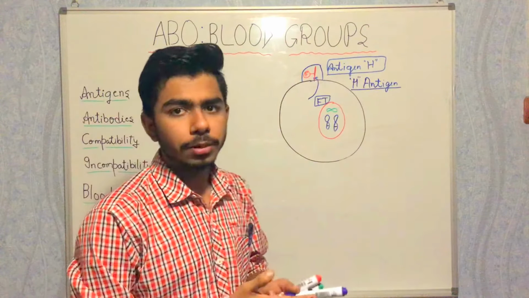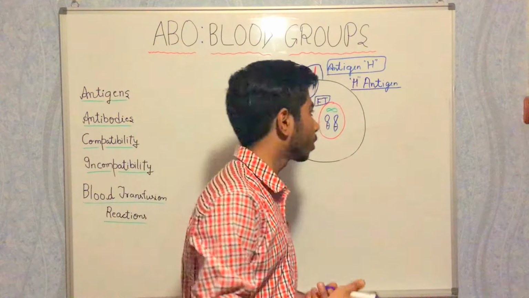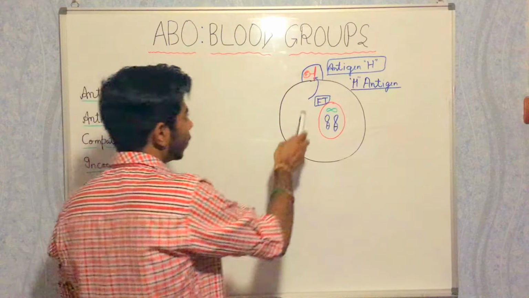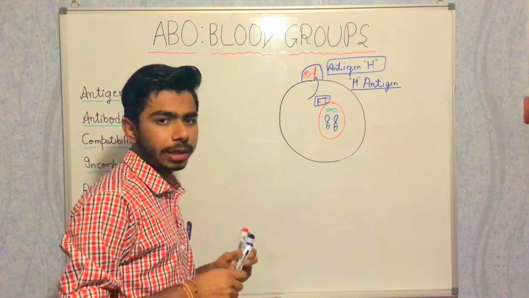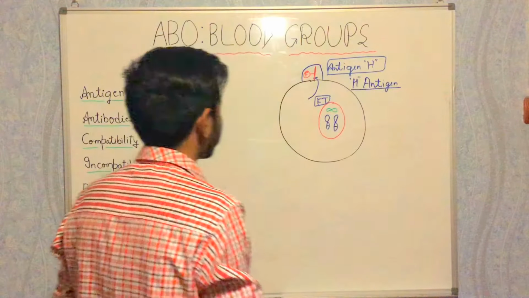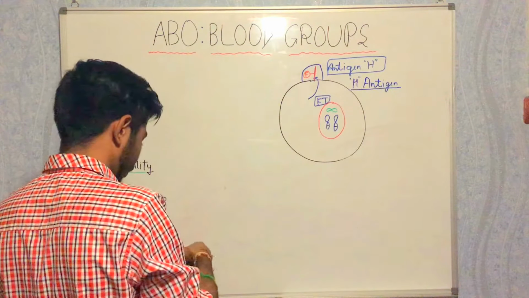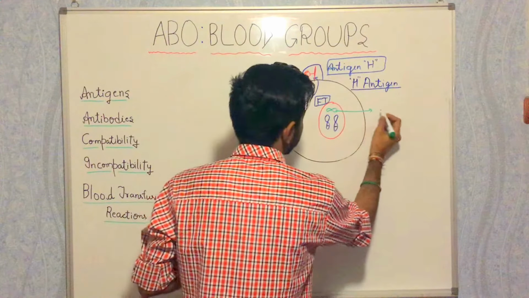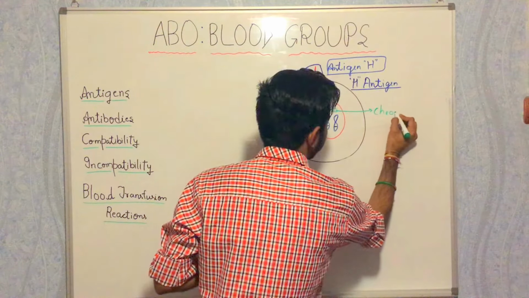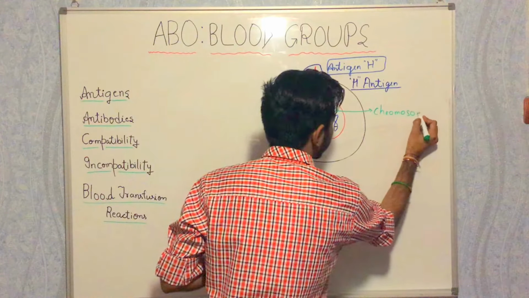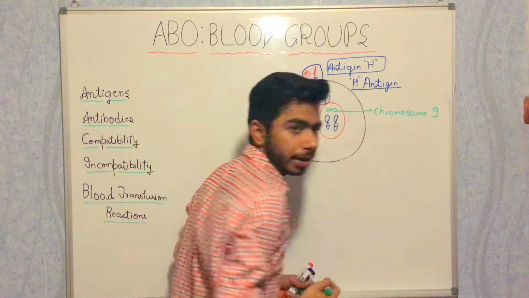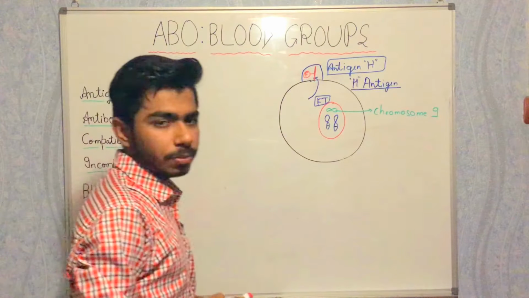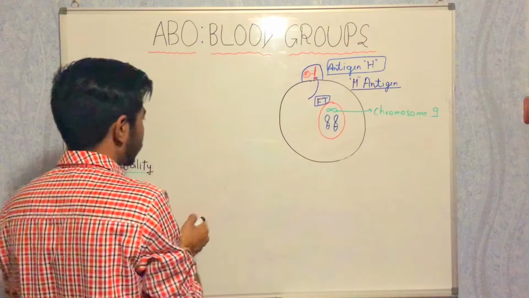What about blood group A, blood group B, and blood group AB? Blood groups A, B, and AB will have the same substance, H antigen, and this chromosome was chromosome number 9. Okay, so let me talk about the other blood groups. For example, let me take the example of blood group A.